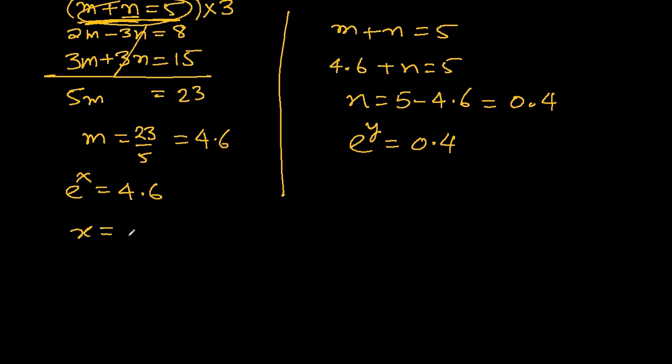So to find x, we will remove e. When we remove e from one side, the other side becomes natural log 4.6, and similarly y will be natural log of 0.4.